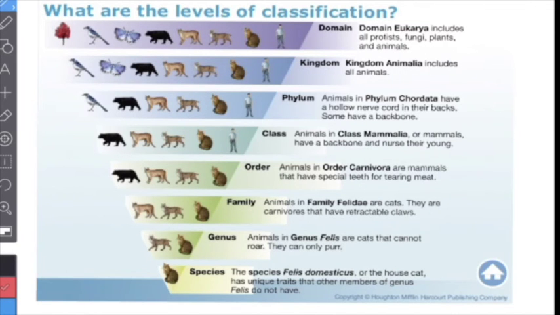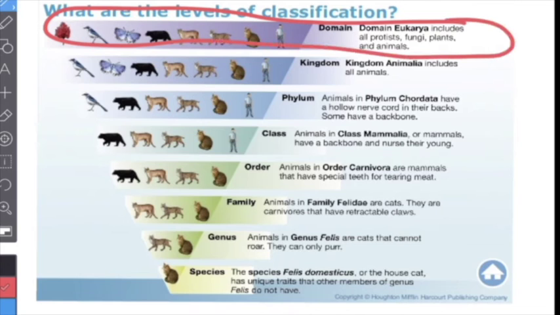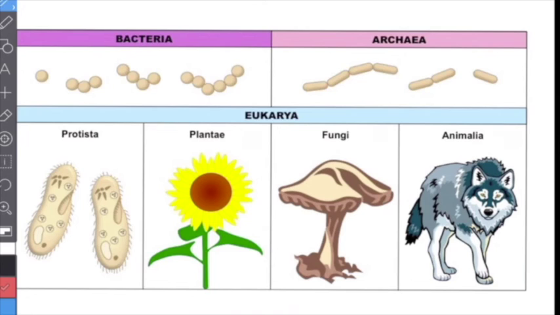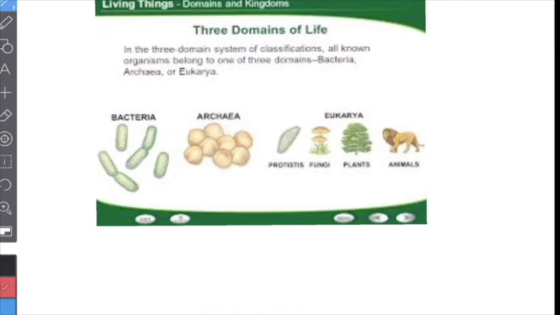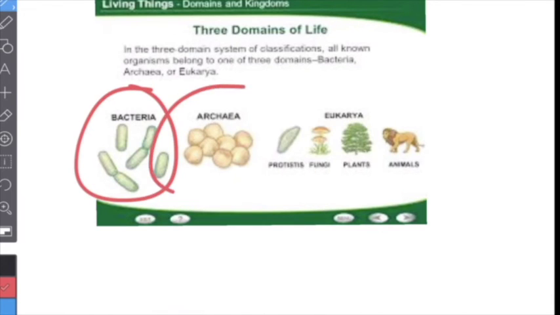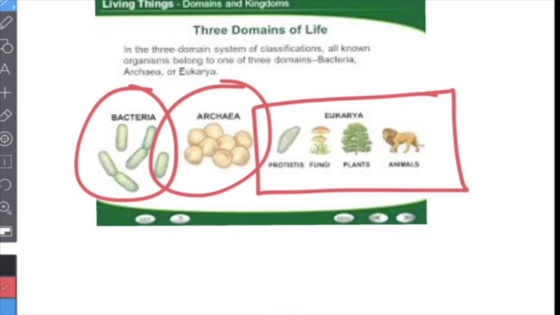Okay, so the next thing that we need to know is that the domain, which is the top, is the broadest. So it has the most different organisms in there. There are three different types of domains, and those three different types are bacteria, archaea, and eukarya. Eukarya is where we are. So we have bacteria, archaea, and eukarya. Those are the three domains. Inside the domains, eukarya are kingdoms, and that is protists, fungi, plants, and animals, the kingdoms inside eukarya.